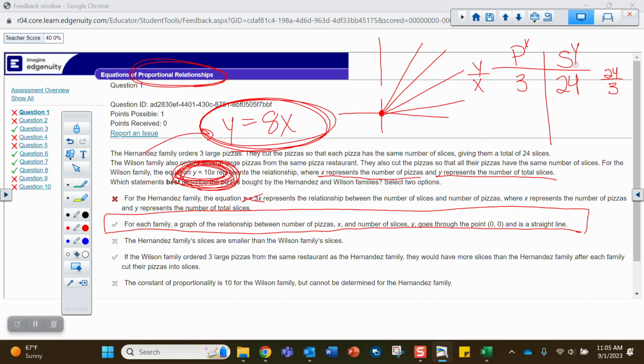The Hernandez family slices are smaller. Nope, we said the exact opposite. The Wilson family's pizzas are going to be smaller because they cut more slices into each pizza. I'm saying pizza a lot. Last one, the constant of proportionality for the Wilson family is 10. That is true, but cannot be determined for the Hernandez family. That is not true because we did determine it, and it's 8.